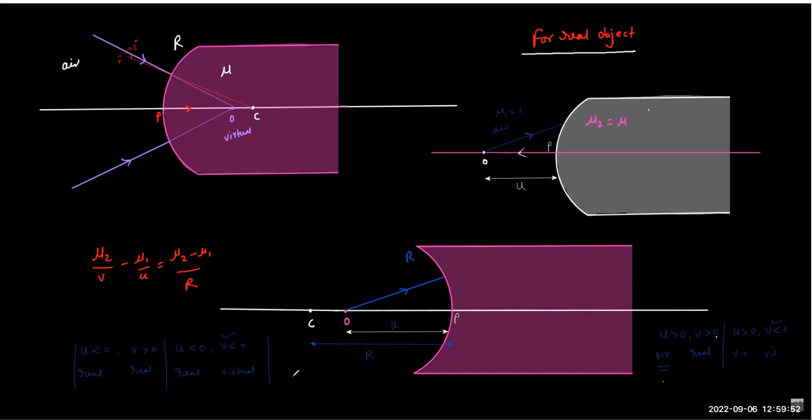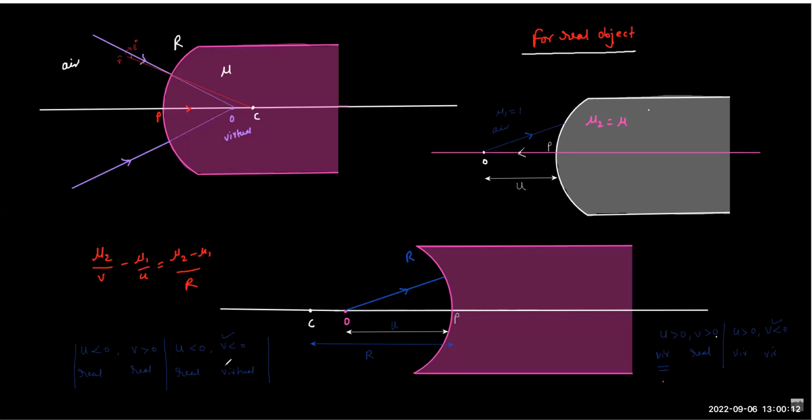For virtual image, what do you see? There are two scenarios. Object may be real and object may be virtual, but you will see that the surface will decide which kind of image is possible. All four cases will not be possible in each case.